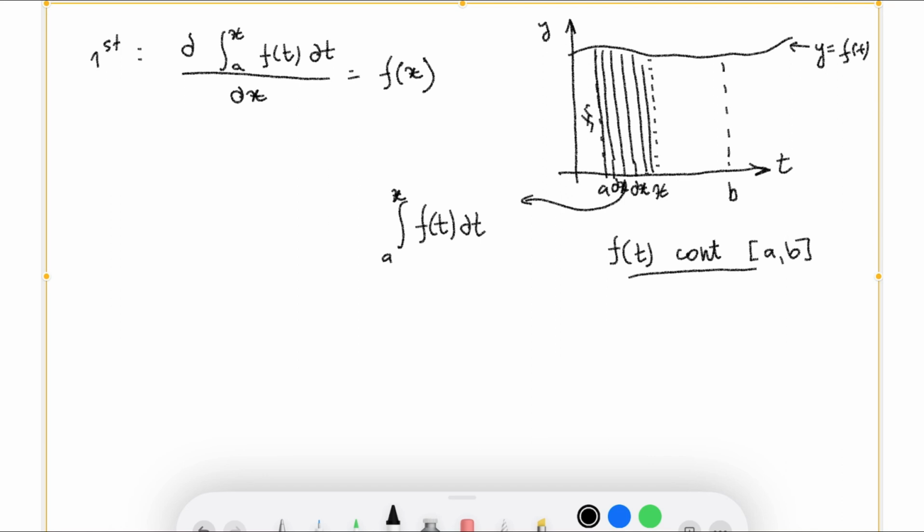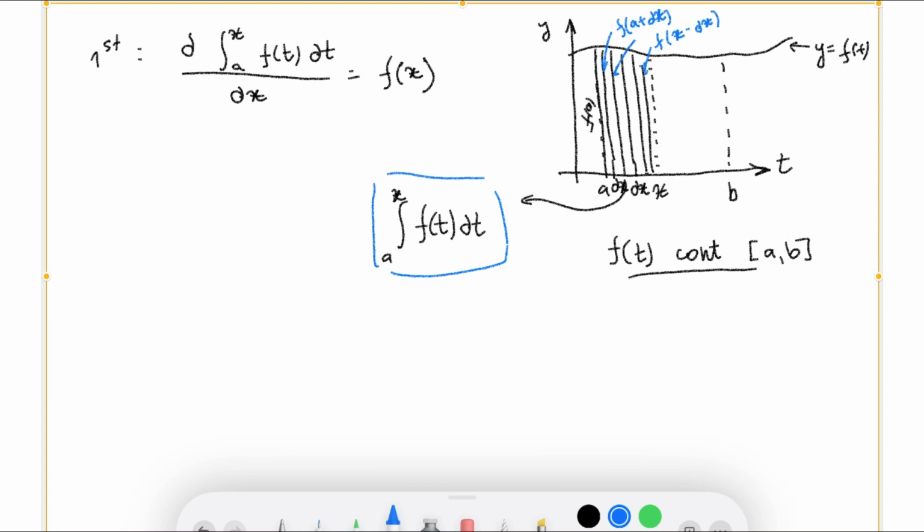This height is f of a, for example. The next one is f of a plus dx, and so on, until this one is f of x minus dx, I suppose. So when we add all these areas, we will get our integral.